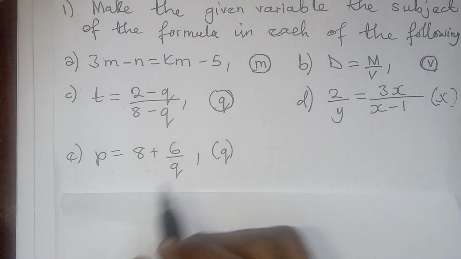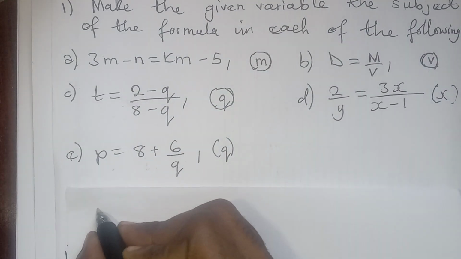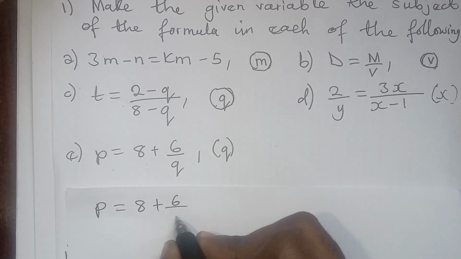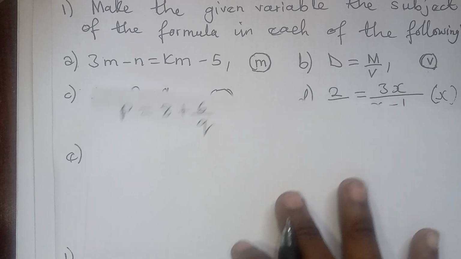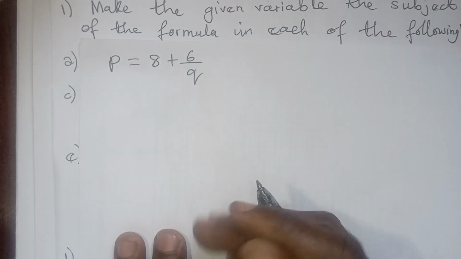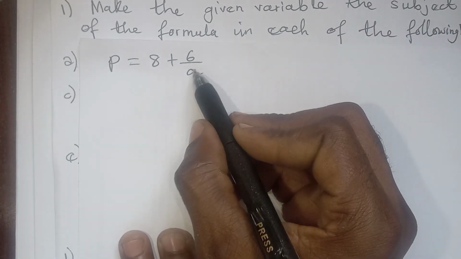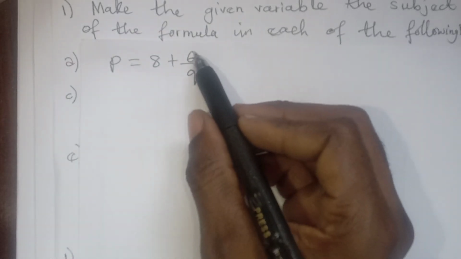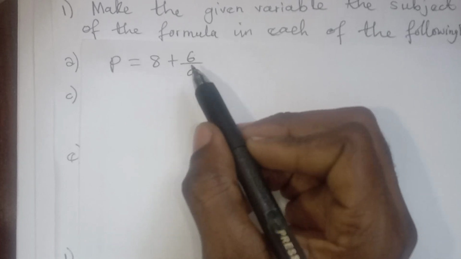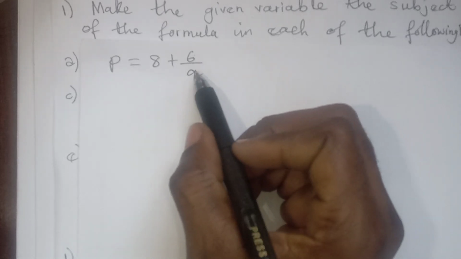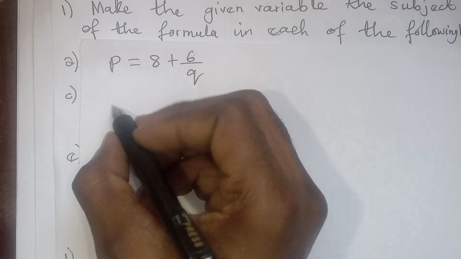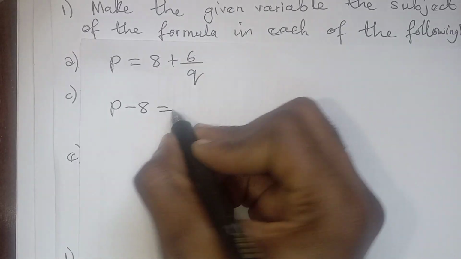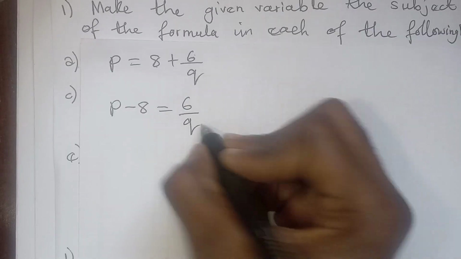And then the last example is even easier. So we're making Q the subject of the formula. It's a bit different, but probably much easier than the other 4 examples. So we want to make Q the subject of the formula. So first of all, you want the Q to be alone. So you can just leave it this side and take the 8 to the other side. So you have P minus 8 is the same as 6 over Q.